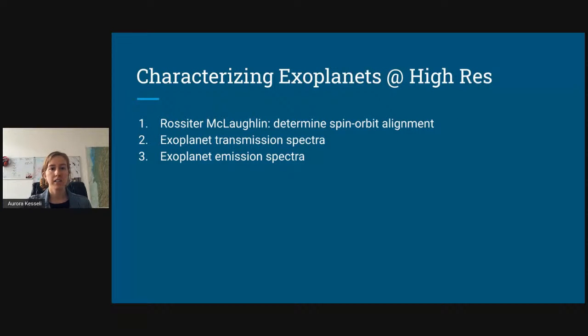Okay, so next I wanted to talk about characterizing exoplanets at high resolution, but I was thinking I would save this next part for after the break.